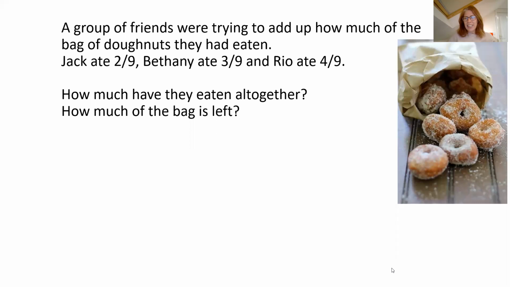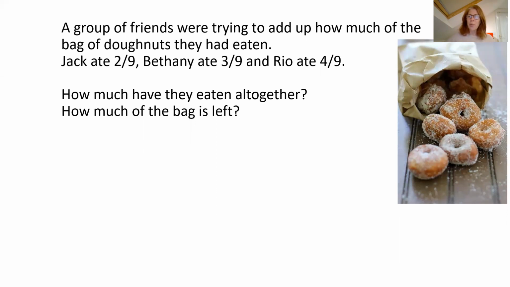We haven't got any cake today, we've moved on to donuts, and we've got a group of friends who were trying to add up how much of the bag of donuts they had eaten. Jack ate 2/9, Bethany ate 3/9, and Rio ate 4/9. So how much have they eaten altogether? And how much of the bag is left? Now this is exactly the same kind of problem as we were doing yesterday.